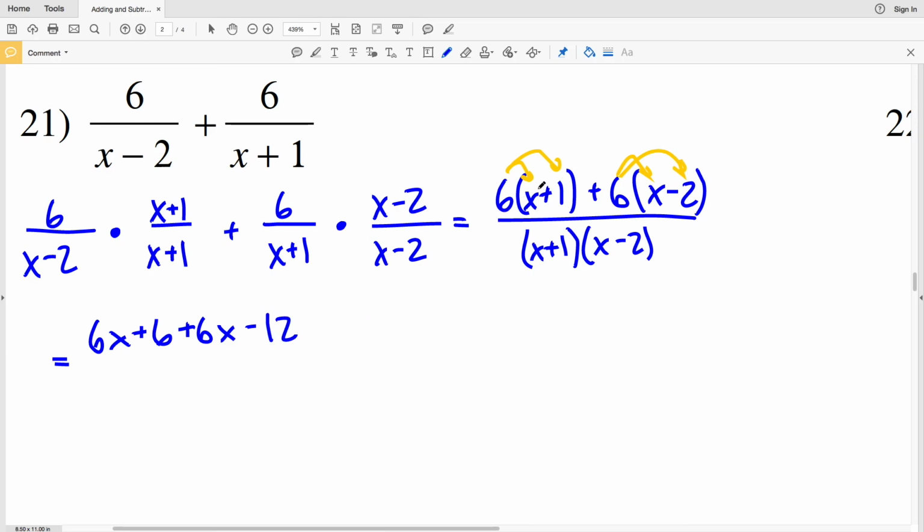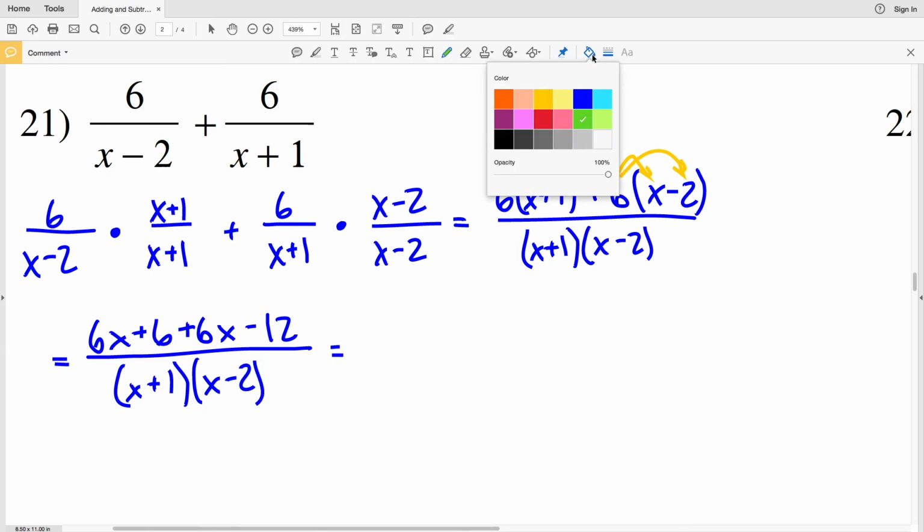Because 6 times x is 6x, 6 times 1 is 6, 6 times x is 6x, and 6 times 2 is 12, and that 12 is subtracted. And that's all over x plus 1 times x minus 2.